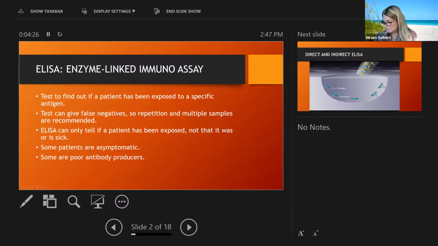So our next is a little video on the two kinds of enzyme linked immunoassay, or ELISA, that can be done. They're called direct and indirect. So the direct is the one that checks for the antigen. So they're specifically looking for a specific antigen, let's say COVID-19 virus. And the indirect is the one that looks for the antibodies to that specific antigen.